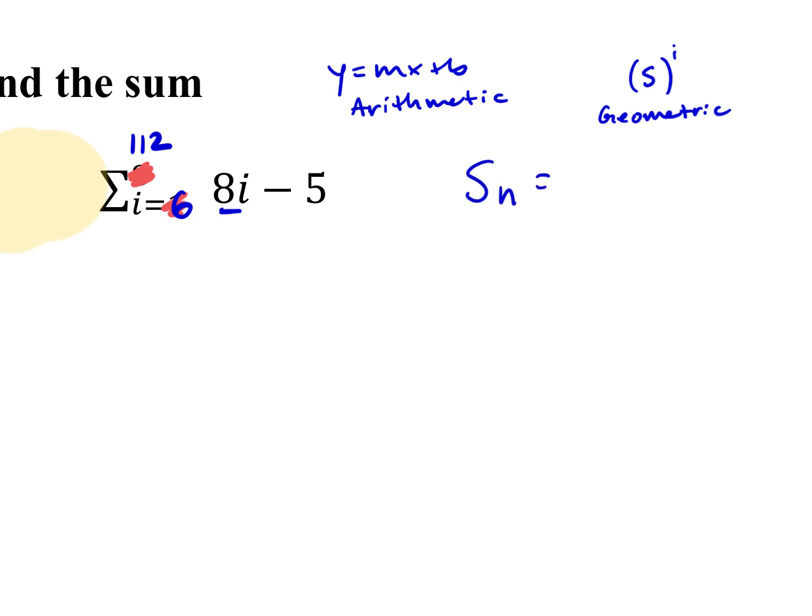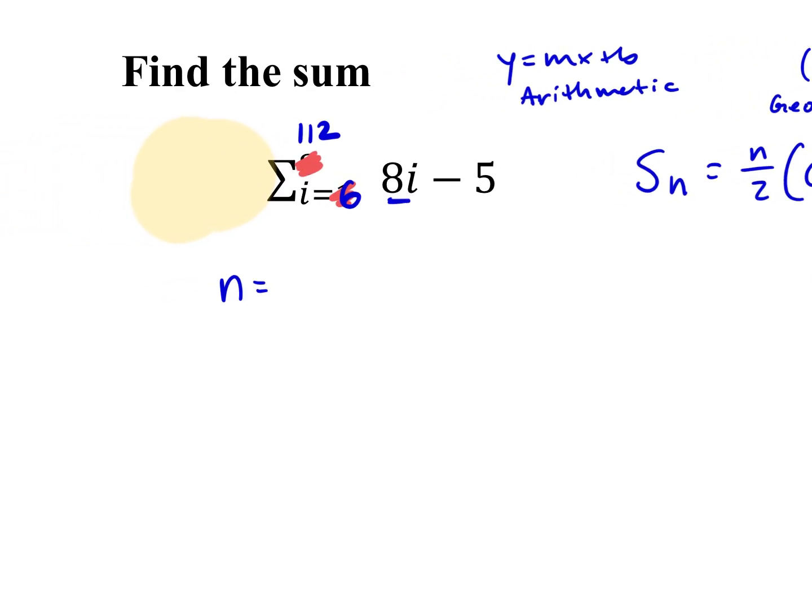So our arithmetic sum formula is S sub n is equal to n over 2 times a sub 1 plus a sub n. First thing I want to find is my n. N is the number of terms we have here. How would I find the number of terms? Stephanie, how would we find the number of terms? It's the last minus the first plus 1. Because if we had something from 1 to 5, you could count 1, 2, 3, 4, 5. We have 5. So it's not just last minus first, because that would only be 4. But it's last minus first plus 1.